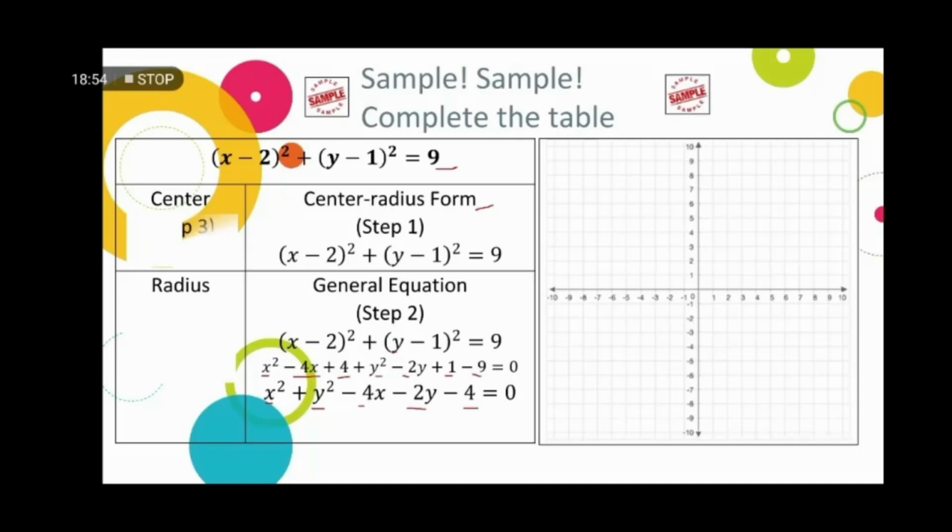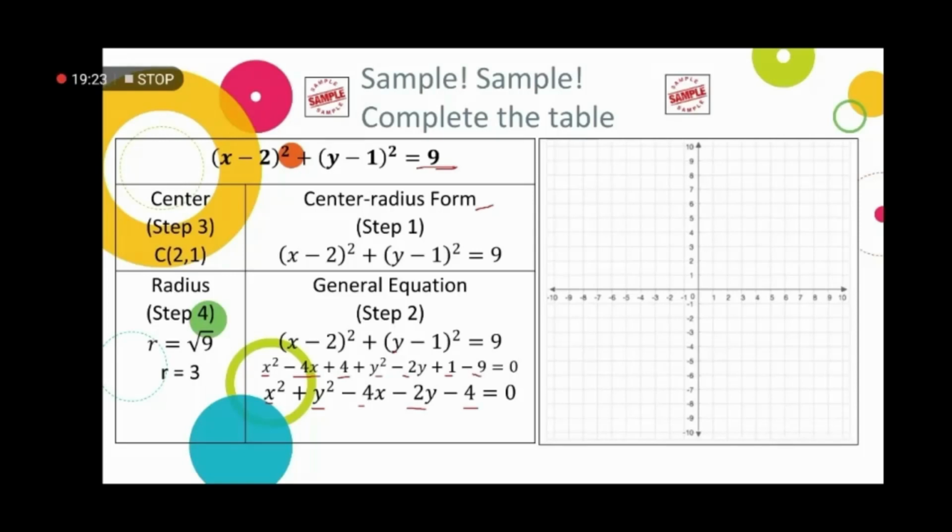The third step will be the center. So since we have negative 2 here, our center is positive 2. Since we have negative 1 for the k, we have positive 1 on its coordinate. It's just an interchange of sign. Since the radius, you can find it here, but you have to square root it. So r is equal to square root of 9. r is equal to positive 3.